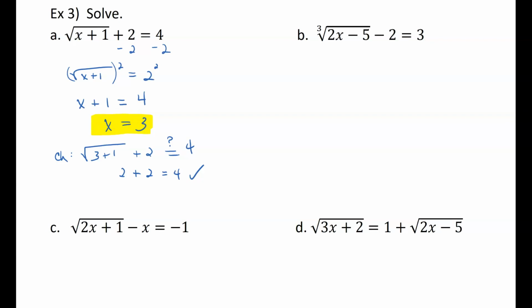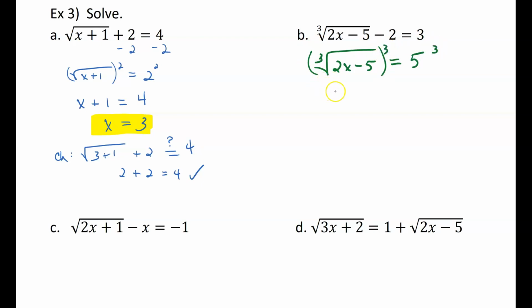All right, so our second example here is a cube root. We've got the cube root of 2x minus 5, minus 2, is equal to 3. So it's the same thing. We want to isolate the radical first. So I'm going to add 2 to both sides, and that will leave me with the cube root of 2x minus 5 on the left equal to, I'm adding 2 again, so I have 3 plus 2 is 5 on the right. And we have an index of 3.